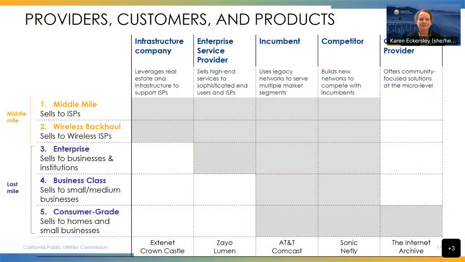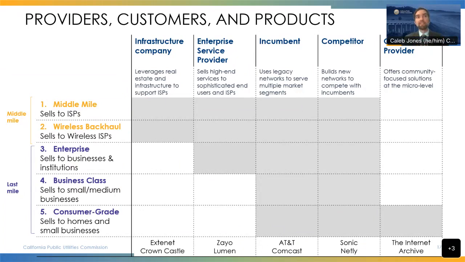This chart shows middle mile services and last mile services on the left, as well as the customers that buy those services. Along the top, the chart shows the service providers for those services. At the high end is enterprise services, which sort of skirt the line between last mile and middle mile. Then we have the more common services, business class and consumer grade services.